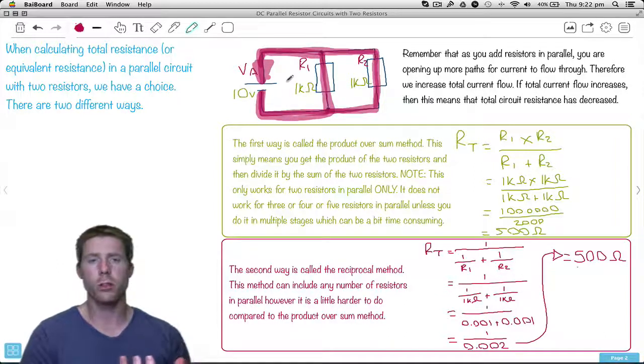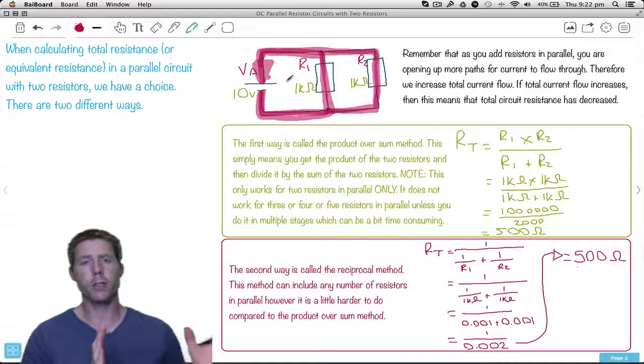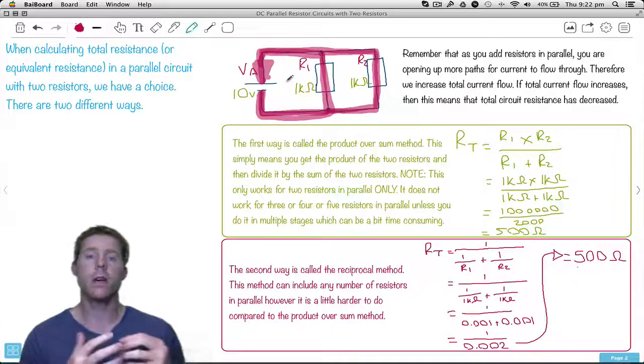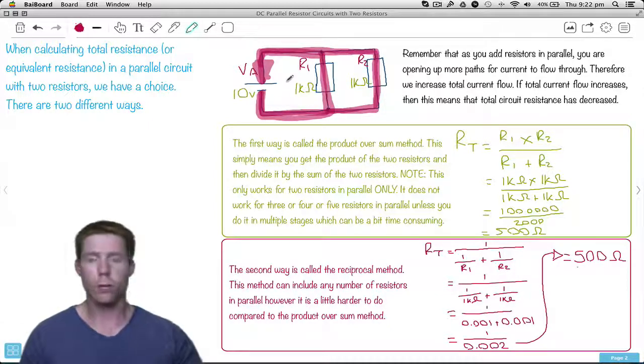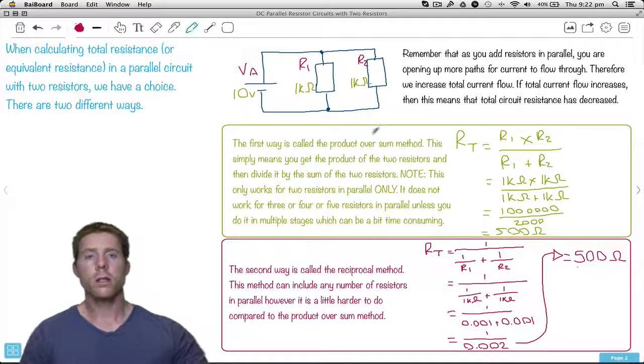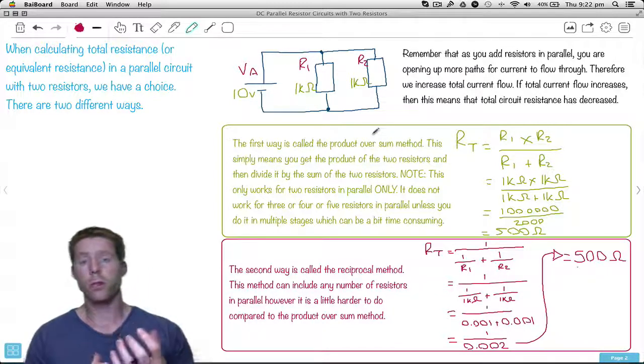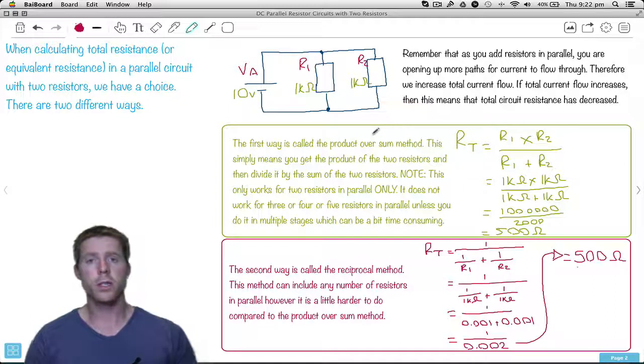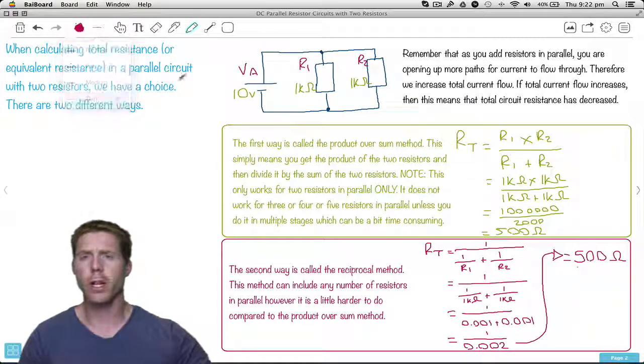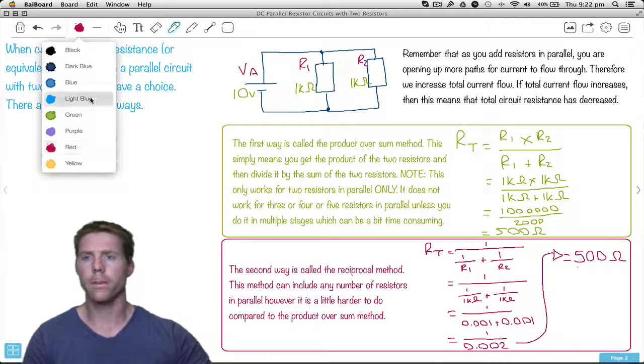Just like with a supermarket checkout, you open up more checkouts, which is like our parallel resistors, you get more people getting through. So series, you put more resistance in series, you increase the resistance. In parallel, you decrease the resistance. But how do we calculate how much that resistance is? Well, that is a good question. In fact, we're going to do that right now.